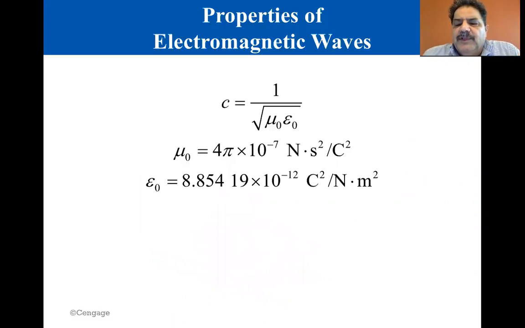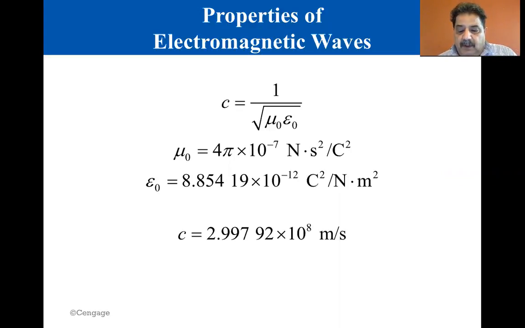Electromagnetic waves travel with the speed of light. In fact, it can be shown that the speed of an electromagnetic wave is related to the permeability and permittivity of the medium through which it travels. Maxwell found this relationship for free space to be the one shown here, where c is the speed of light, mu sub 0 is the permeability constant of vacuum, and epsilon sub 0 is the permittivity of free space. Substituting these values, we can calculate the speed of light, which is about 3 times 10 to the 8th meters per second.